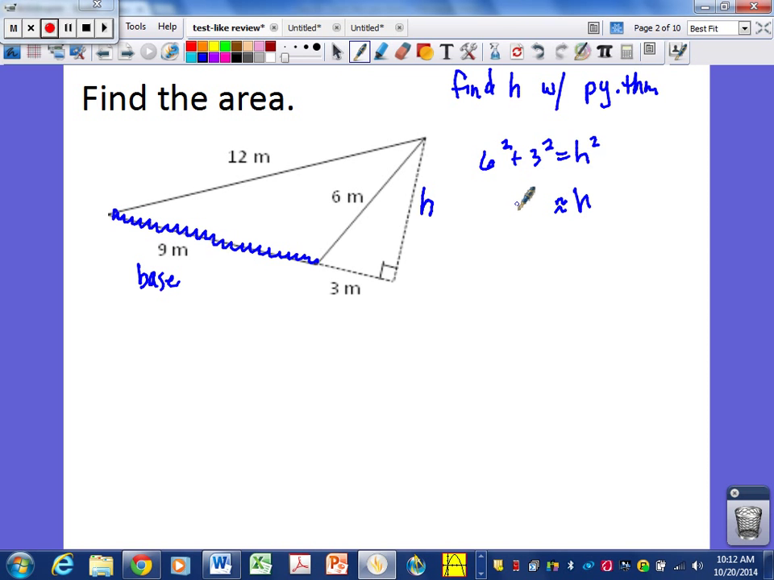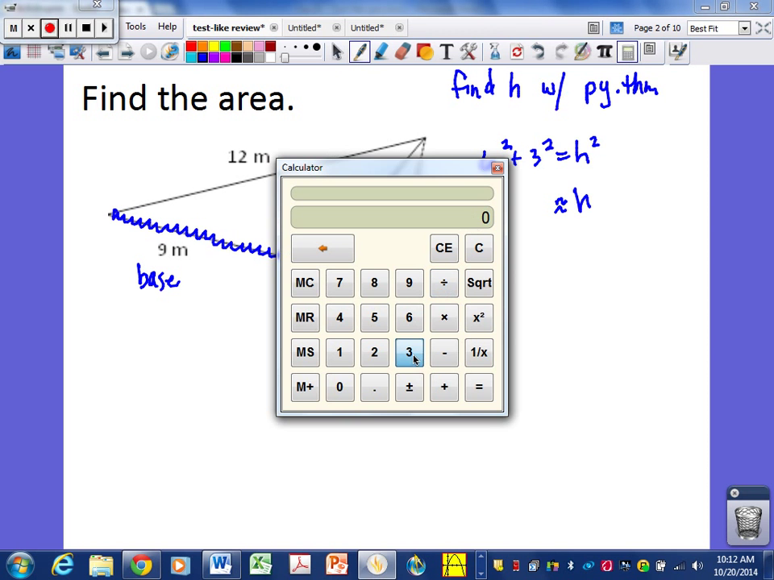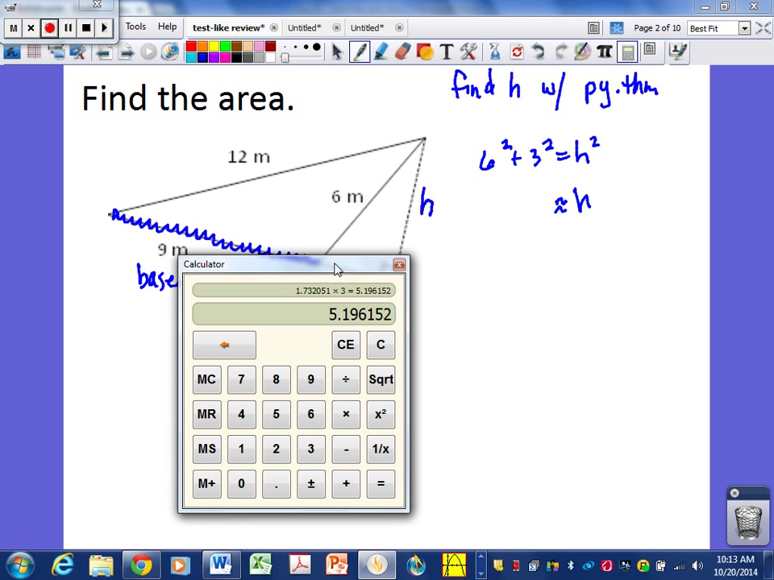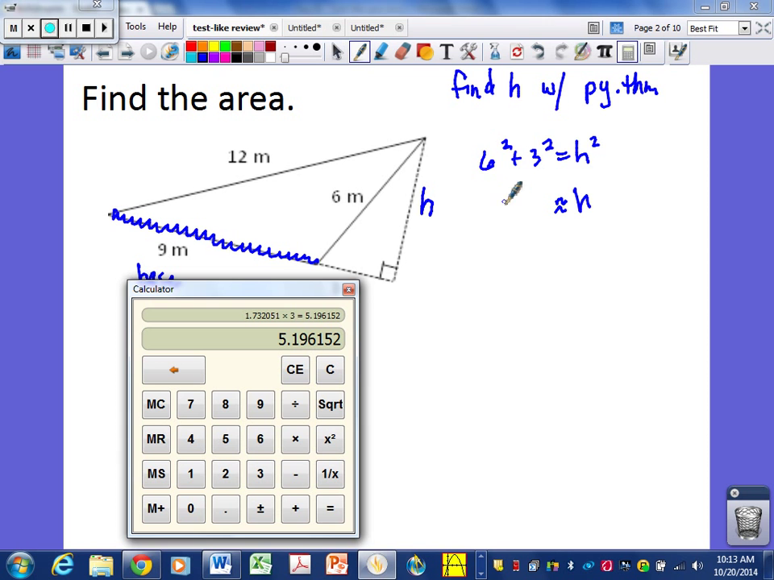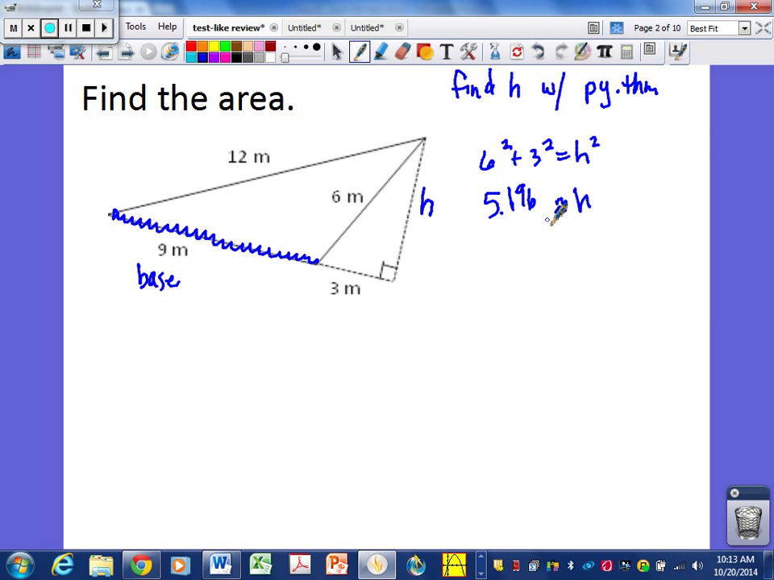3 roots of 3. Let's see what that is when we calculate it. 3 times the square root of 3. So 5.196 is approximately the length of this. Yes, your calculator will do 3 roots of 3. This is exactly 3 times the square root of 3.